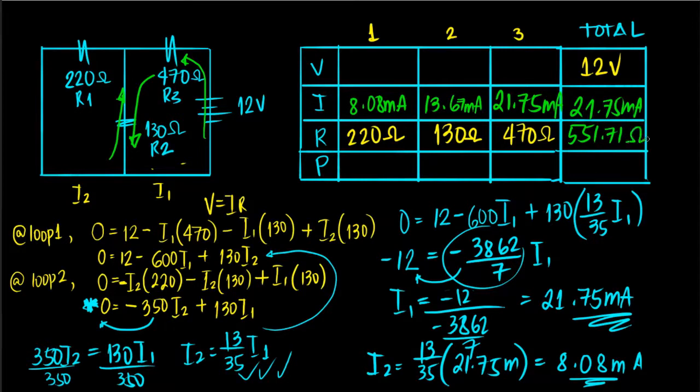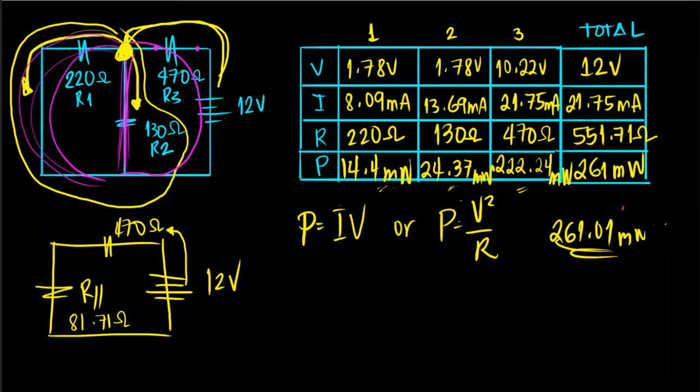551.71 ohms na. And for you to solve V1, V2, and V3, just multiply I1, R1, and you should get 1.78 volts. And then 13.67 milliamperes times 130 ohms. So that's 1.78 volts again. And 21.75 milli times 470, I have 10.22 volts. So let's see if pareho man sa kagina. Yep, 1.78, 1.78, 10.22.